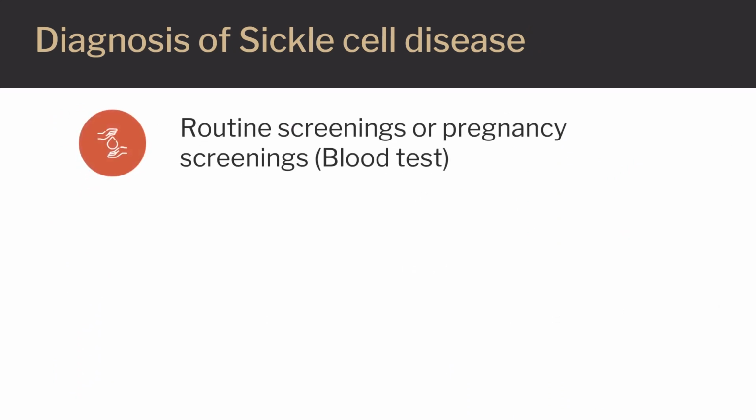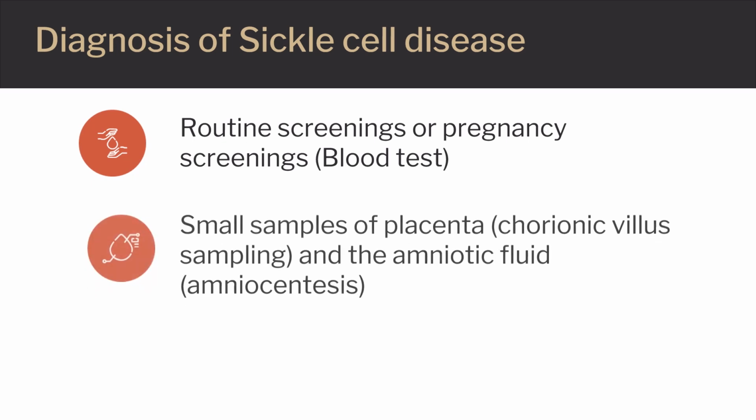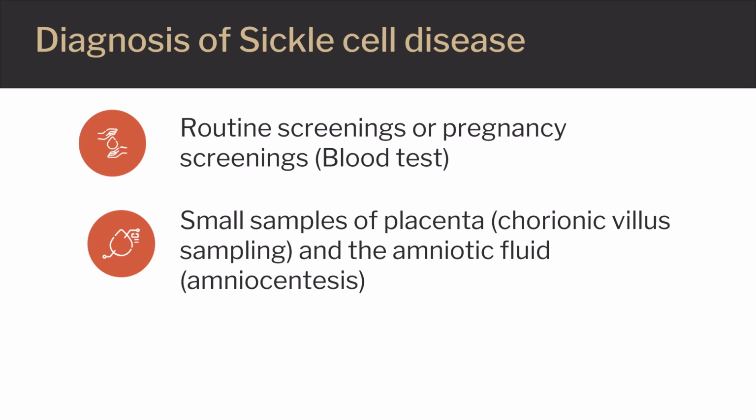Sickle cell disease is most usually detected during routine newborn screenings or pregnancy screenings. However, blood tests both to check for sickle cell disease and sickle cell trait are widely available for everyone. Moreover, through diagnostic tests analyzing small samples of placenta, chorionic villus sampling, and the amniotic fluid, amniocentesis can be used for screening purposes during pregnancy.